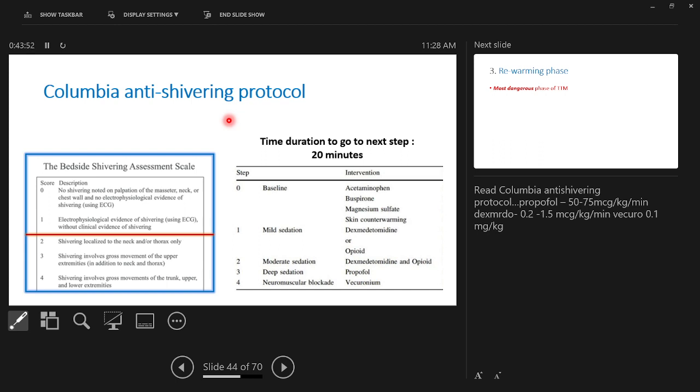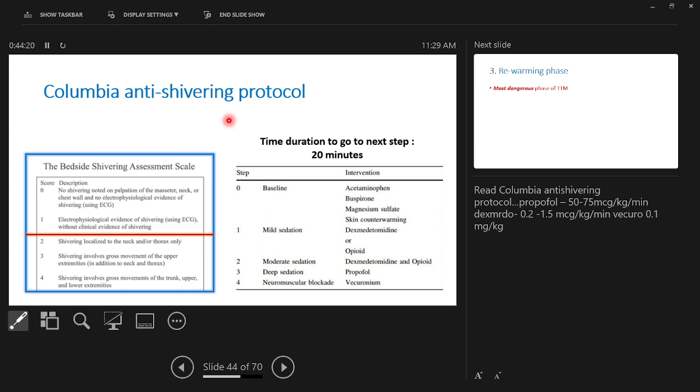Then if the score is 1, we have to use mild sedation like dexmedetomidine or an opioid like ketamine. Why in this case are dexmedetomidine or ketamine used? Because these agents won't affect the neurological outcome, and these are rapidly acting, so their effect will be removed immediately. So we can get a better neuroprognostication during the neuroprognostication phase.